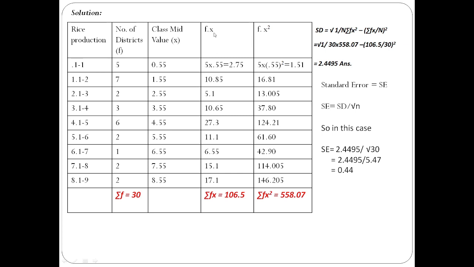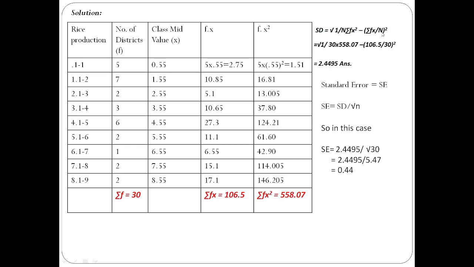So we just find out the f into x square. So x is there, f is there, so 5 into 0.55 whole square, that is 1.51. Similarly 7 into 1.55 whole square, that is 16.81. So in that way we can find out the fx square. So we can find out the summation of fx square, that is 558.07.